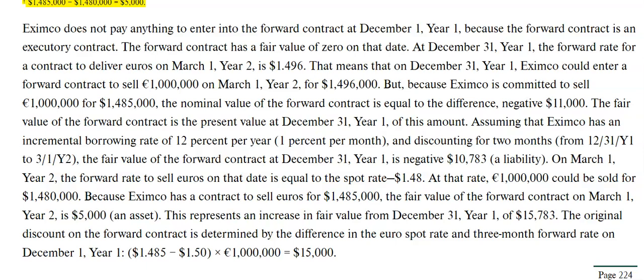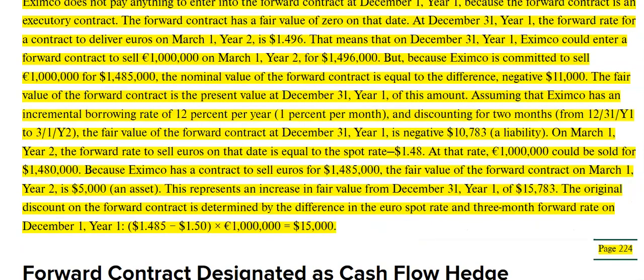$1,485,000 minus $1,480,000 equals $5,000. X&Co does not pay anything to enter into the forward contract at December 1, year 1, because the forward contract is an executory contract. The forward contract has a fair value of 0 on that date.